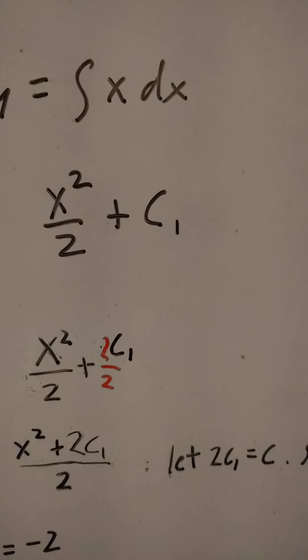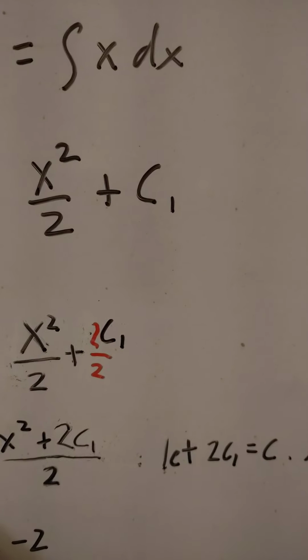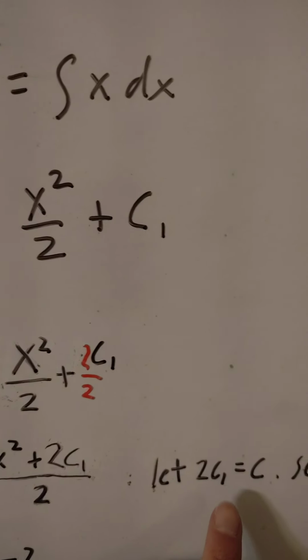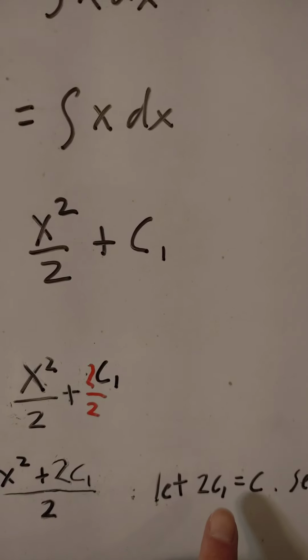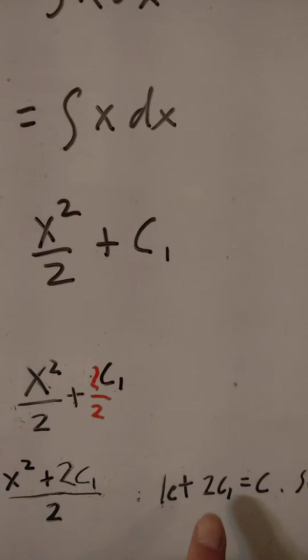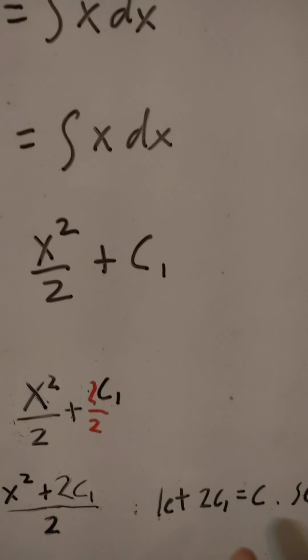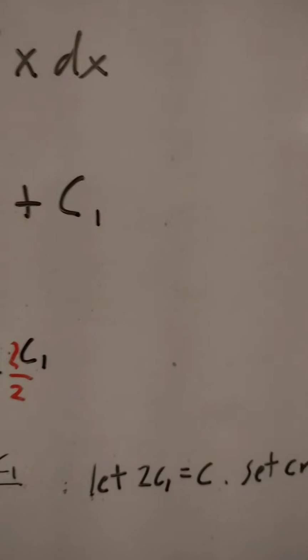Okay, and now, a little fancy footwork, I'm going to say let 2 times c sub 1 equal c, because c sub 1 is some constant. And then 2 times that constant is just going to be another constant. So let's call that new constant c. That way I'm going to have my final answer in terms of c.